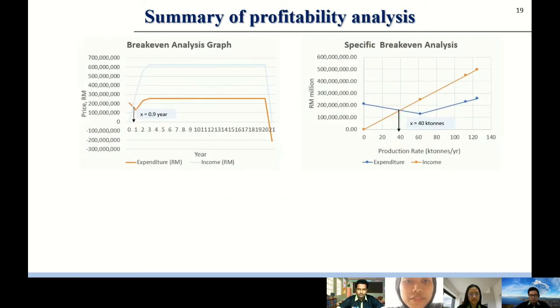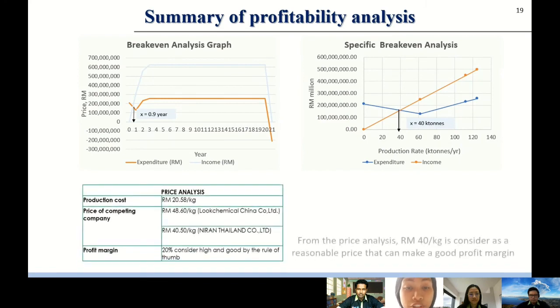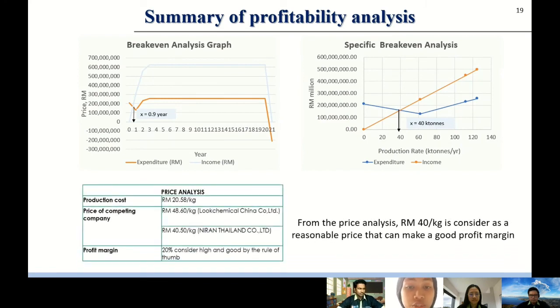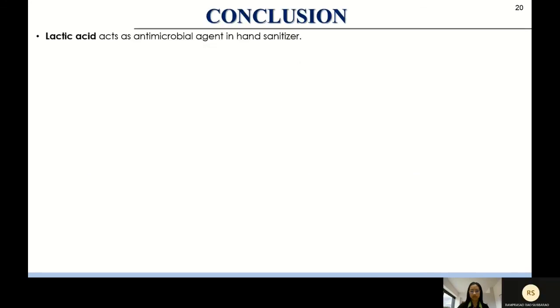We go to the break-even analysis graph. Both graphs show that our income exceeds the expenditure, and the production cost of our lactic acid is 20 ringgit 58 cents per kilogram. We decided to sell it at 40 ringgit per kilogram because the price of competing companies is in the range of 40 to 50 ringgit. So the profit margin is 20%, which is considered a high and good profit margin.